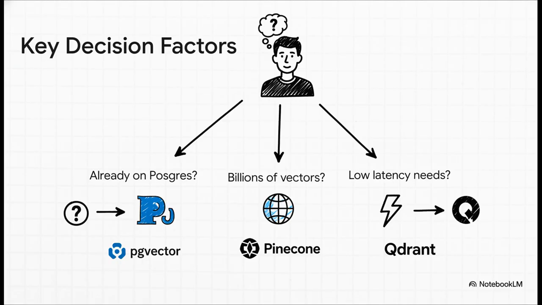So how do you choose? Well, it really boils down to a few simple questions. Are you already on Postgres? Then pgvector is almost certainly your best bet. Are you dealing with a truly massive scale, like billions of items? Okay, then you should probably consider a specialized service like Pinecone. And if your app absolutely cannot tolerate any delay, where every millisecond counts, then you'll want to evaluate a specialist like Pinecone or maybe Qdrant.